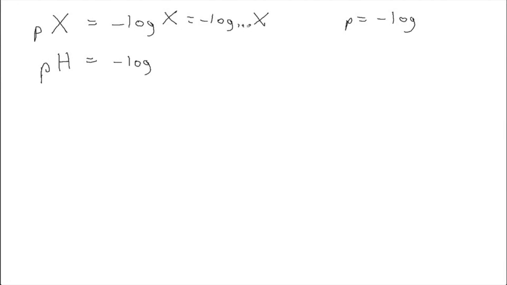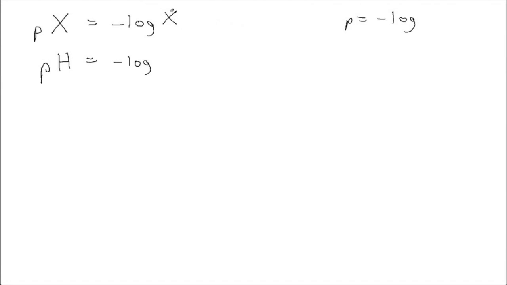We don't actually have to write the 10 though, because base 10 logs are the only ones that we're working with. Now notice you wouldn't say this is the negative log base of X. That is meaningless. It doesn't mean anything to say this is the negative log base of X. It's the negative log of X. If you want to mention the base, you could say it's the negative log base 10 of X.